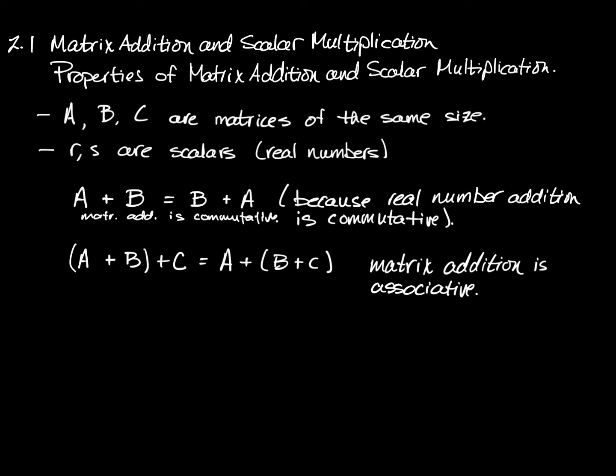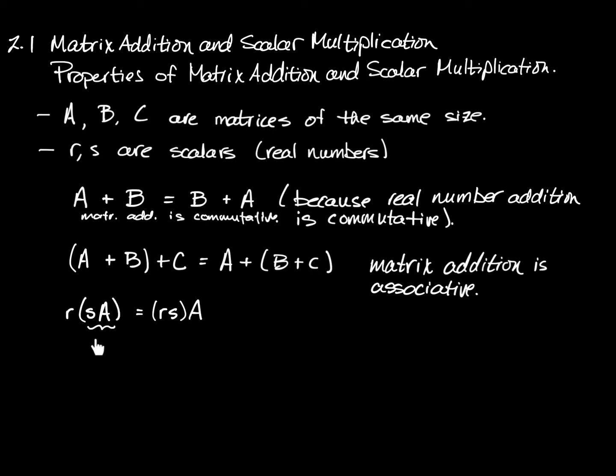Another property says that if you take a scalar and you multiply it by a matrix, and then you multiply that result, this will be a matrix, right? We've scaled matrix A by 3 or by 1/2 or by some other number. If you take that new matrix and you scale it again, you'll get the same thing as if you had multiplied the two scalars together first and then multiplied the result by A.